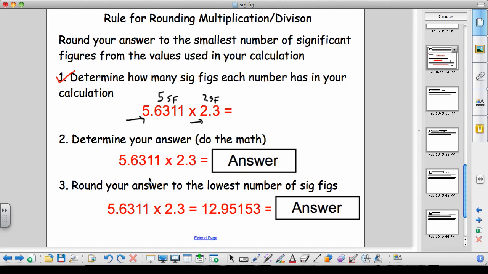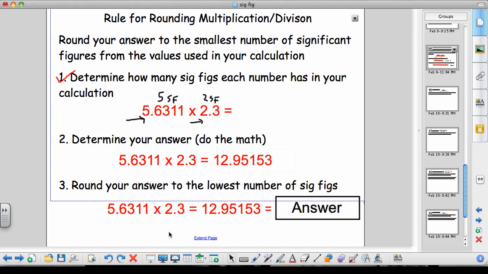Nothing tricky here. You guys should be able to do this. You can use your calculators just to punch these 2 numbers in. All you're going to do is enter in your calculator 5.6311 times 2.3. When you punch that in, you should get this as your answer, 12.95153. So no tricky steps there, just entering that stuff in.